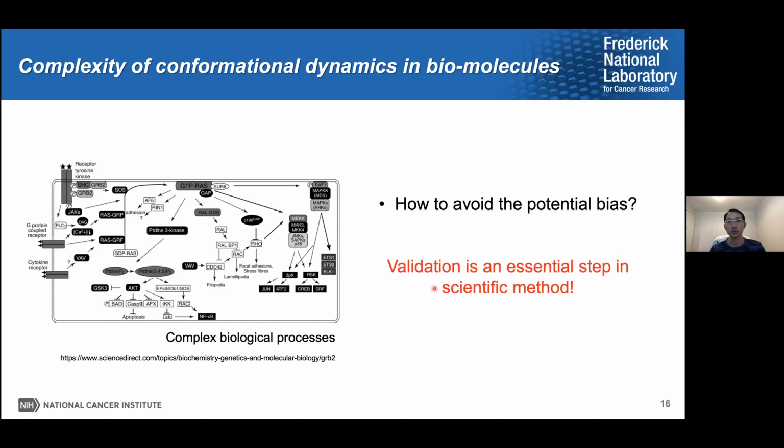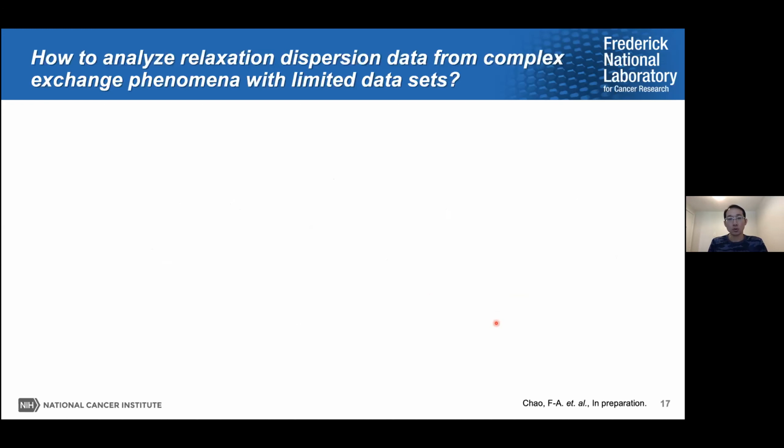The way to avoid that is, you know, validation. Validation is an essential step in the scientific method, and everyone knows it. So I just want to bring that up. So let's go back to the question. How are you going to analyze complex exchange phenomena when you only have limited experimental data, or you only have limited grant money?